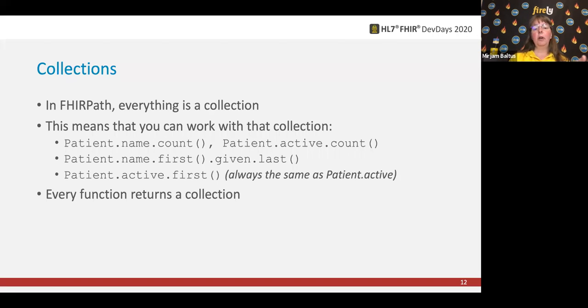If you have an element that does not have a list, like the active, because that is a 0 to 1 field in the FHIRpatient, then the first expression will just give you the same one. It will always be one result there.